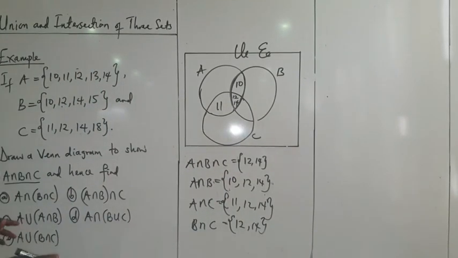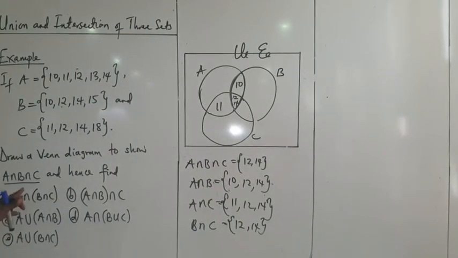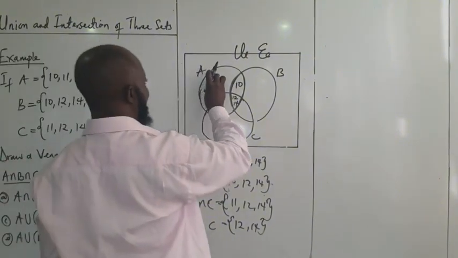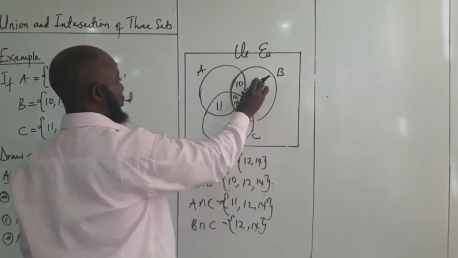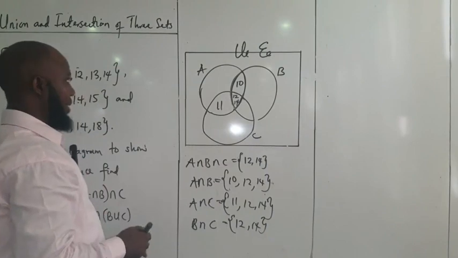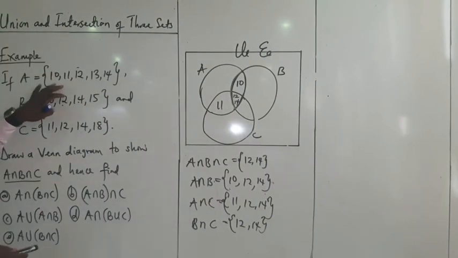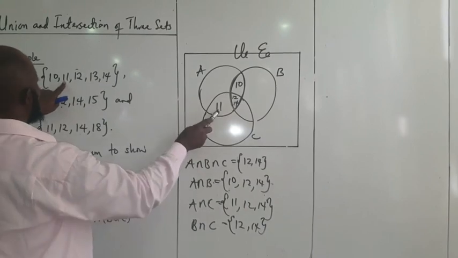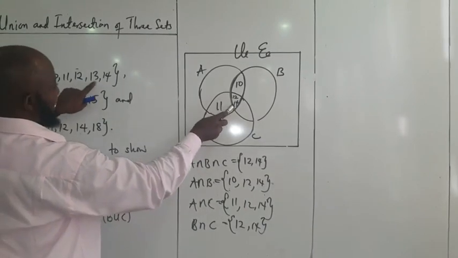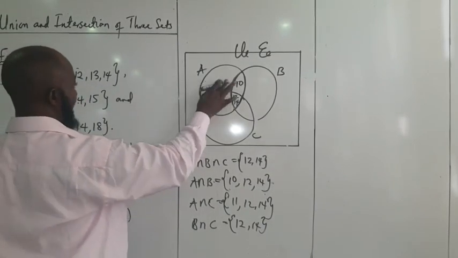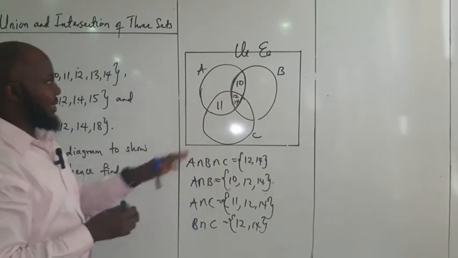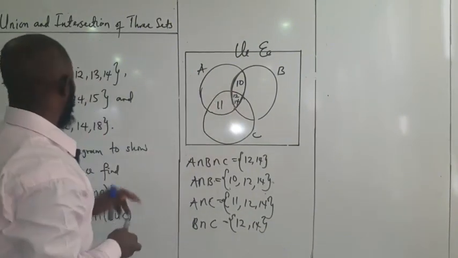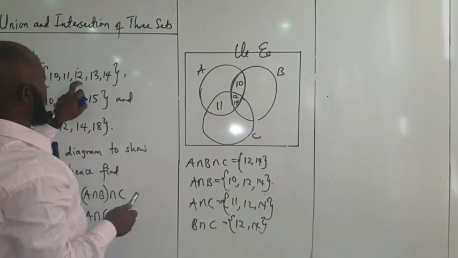So the next one, we start to look at the element we're going to have here. Now we look at A. So 10 is already here, 11 is there, 12 is there, 14 is there. So there's nothing that we're going to write here. So all the elements in A are 10, 11, 12, 13, 14.